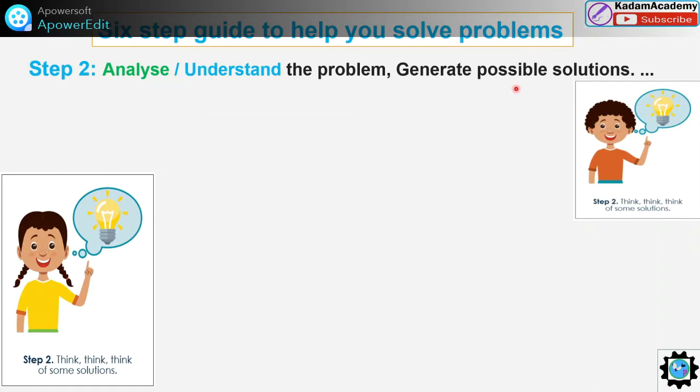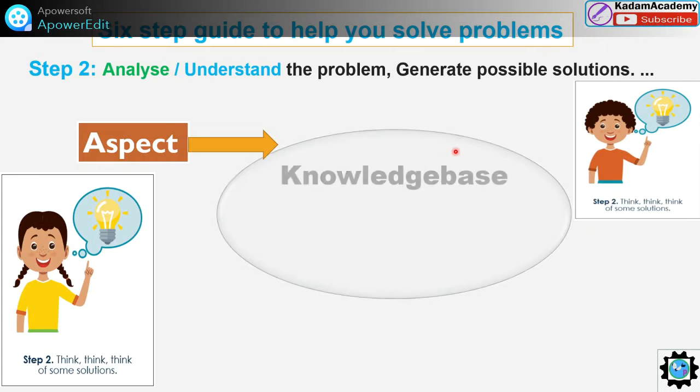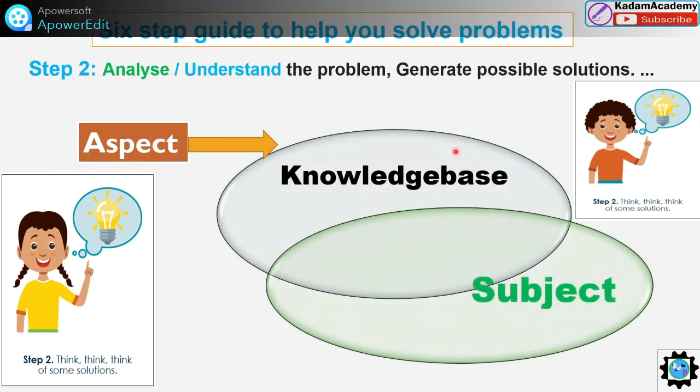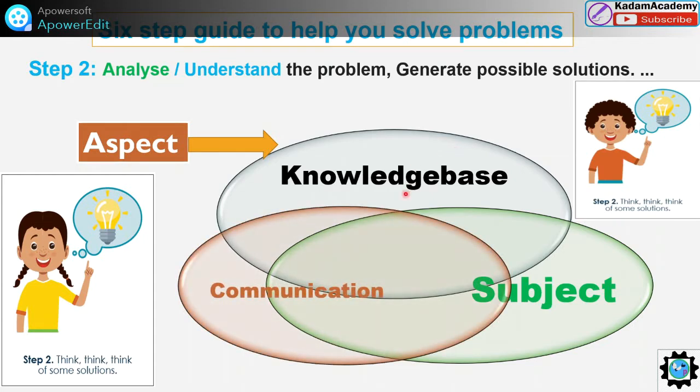Analyze, understand the problem, generate the possible solutions. We have to define the main elements of the problem in this case. Before solving any problem, it is a very important aspect. The three aspects on which the problem can be understood are knowledge, subject, and communication. These three aspects are very important: knowledge base, subject, and communication.